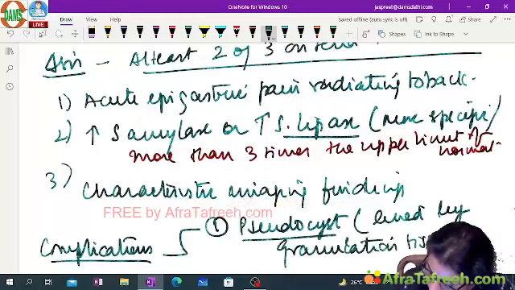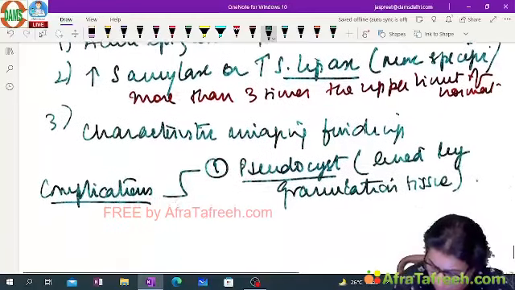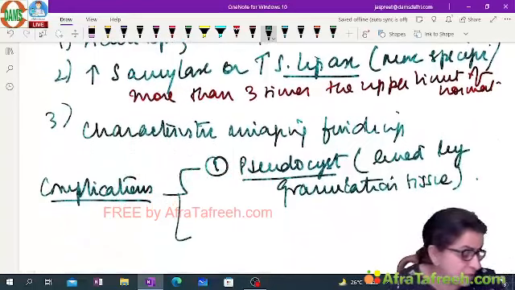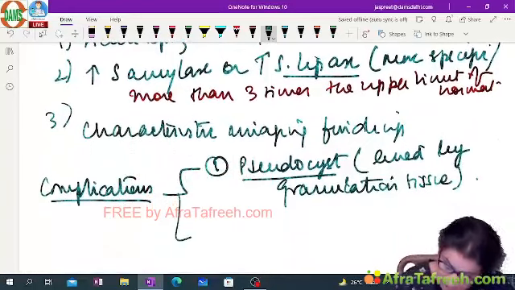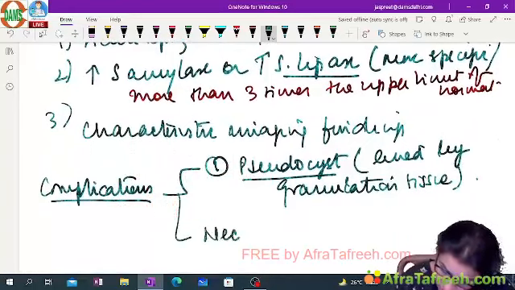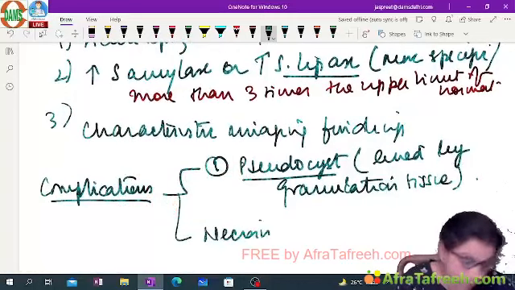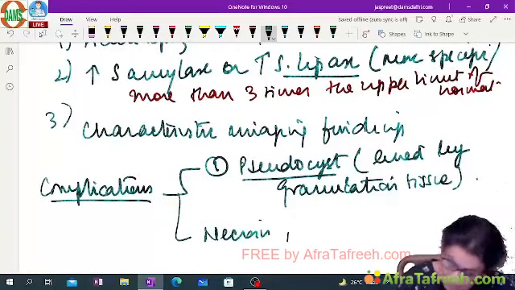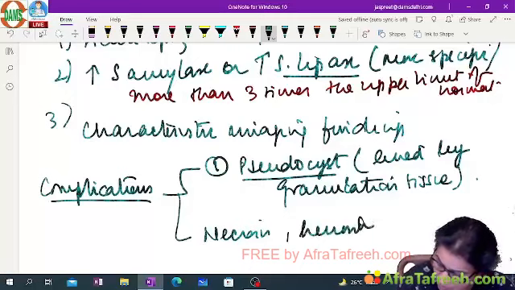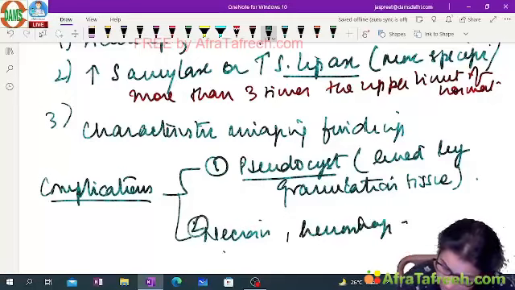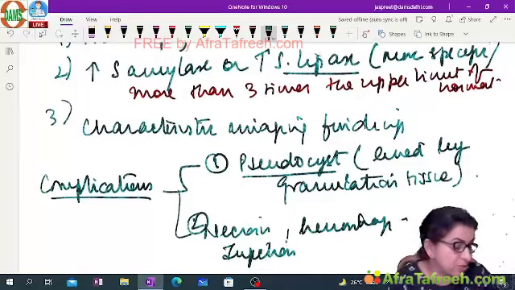A true cyst will be lined by epithelium. A pseudocyst forms in the pancreas, which is lined by granulation tissue. Second, necrosis, hemorrhage, or infection can happen. So the patient can have necrosis, hemorrhage, or infection.